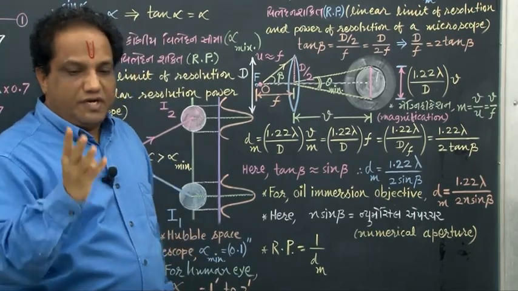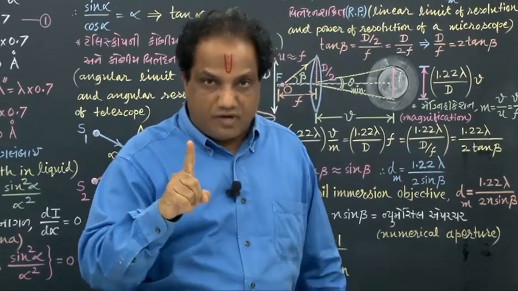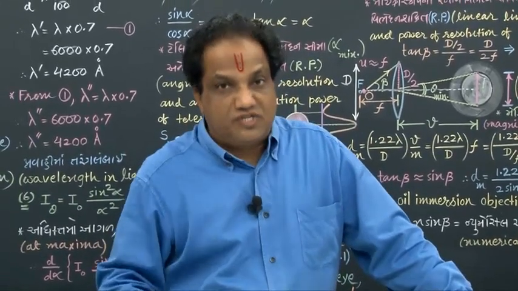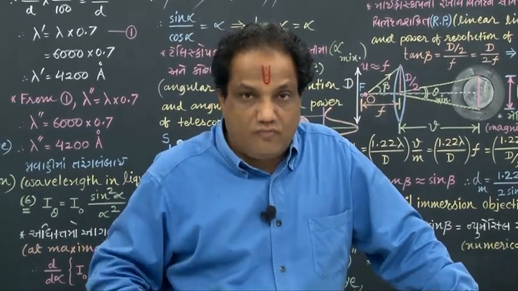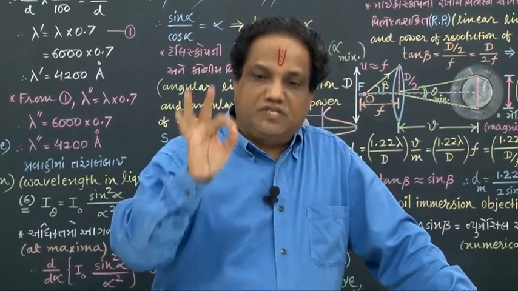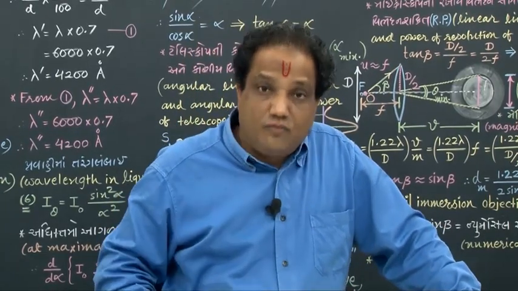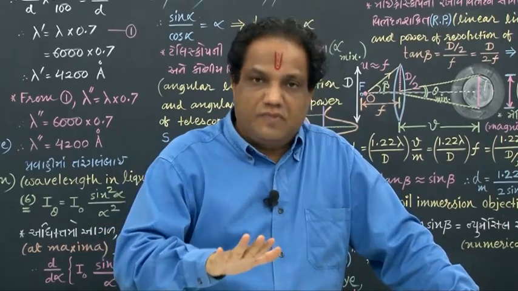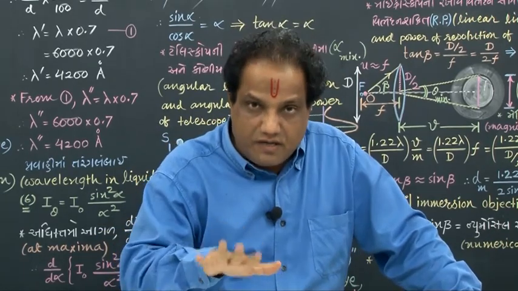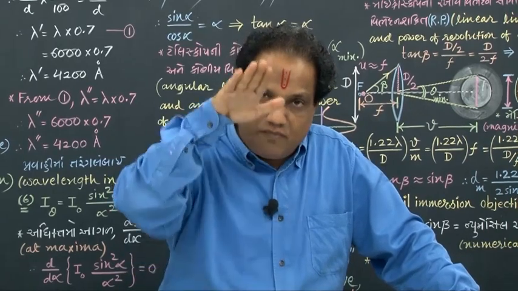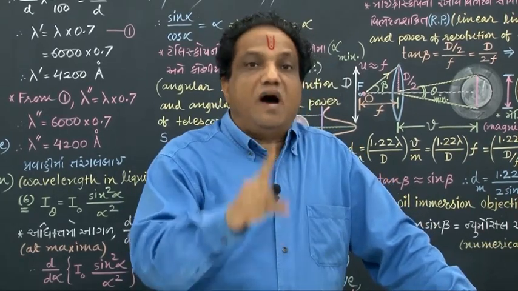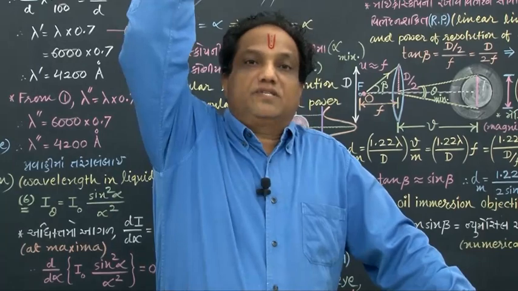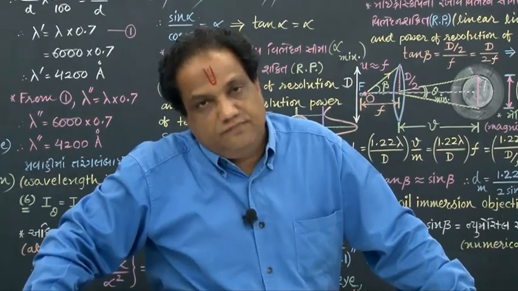For both telescope and microscope, remember, whenever you are asked to purchase a telescope or microscope from the market, you should purchase that telescope and that microscope whose limit of resolution is minimum. Might be angular, might be linear, but limit of resolution should be minimized so that power of resolution can be maximized. Okay, thank you.